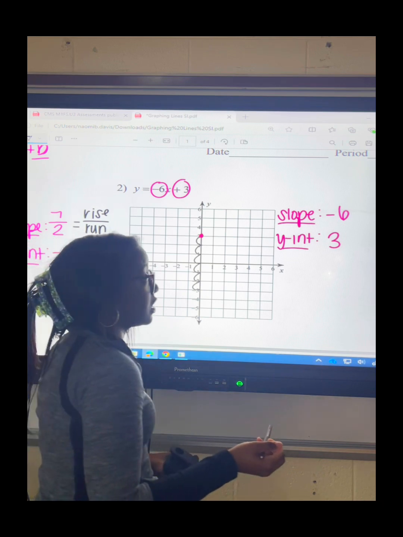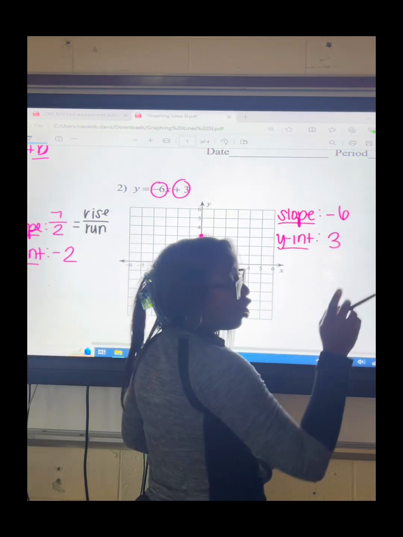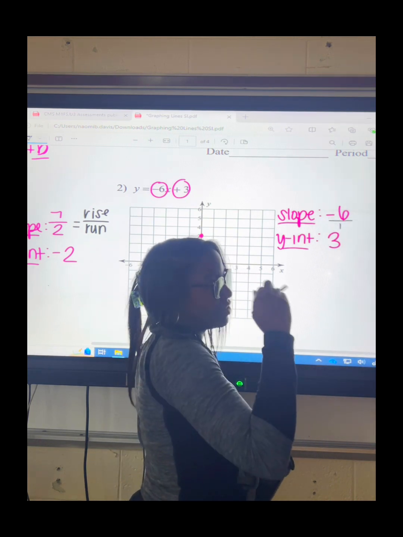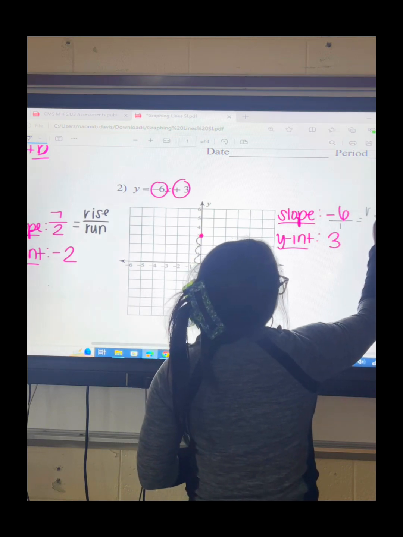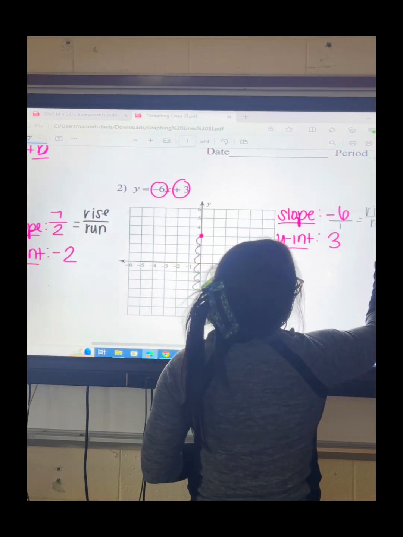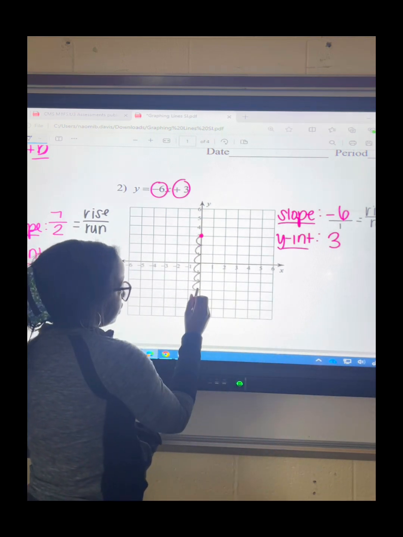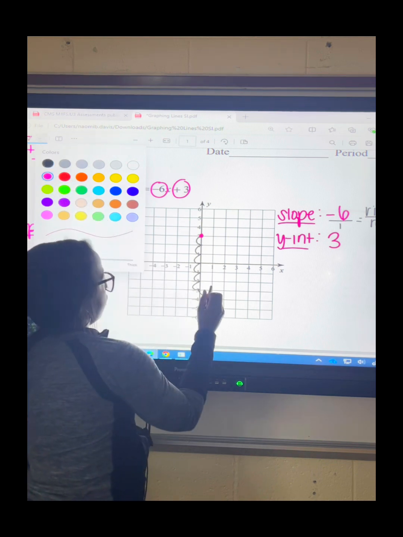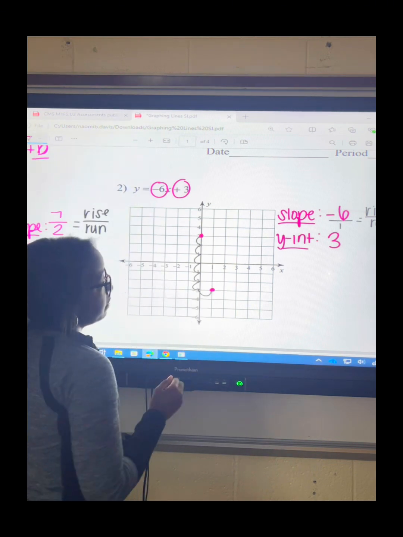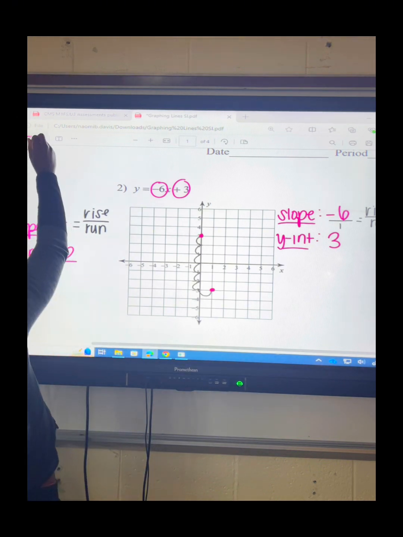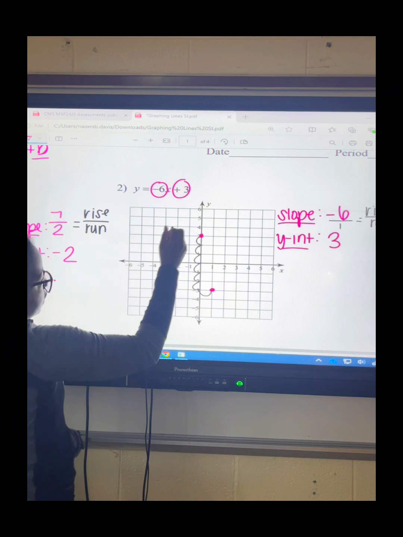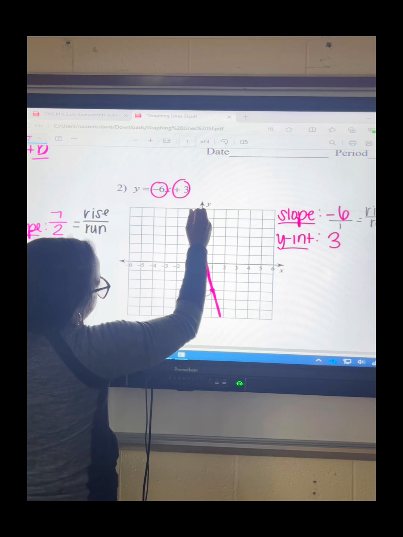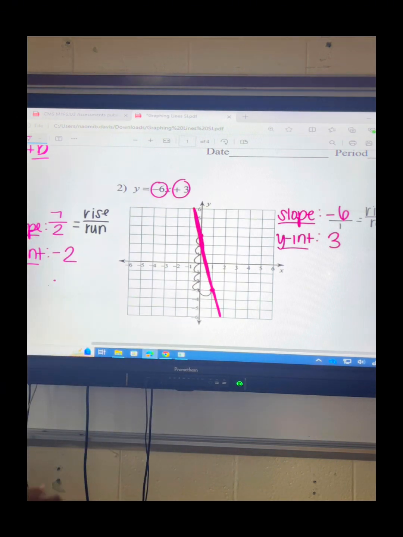Now I know you looked at this and you was like, what's my rise over run? Remember, whole numbers are always over 1. So really, -6 is really -6 over 1. So that's your rise over run. You rise -6 and you run 1. So I went down 6 and I run 1. And I plot my next point. Okay? Now I'm ready to connect. So now that I have that, I just connect my points. Okay? It's not hard. Let's try another one.